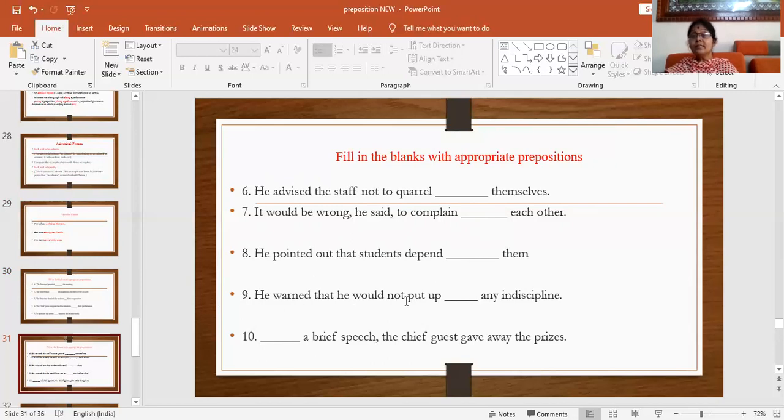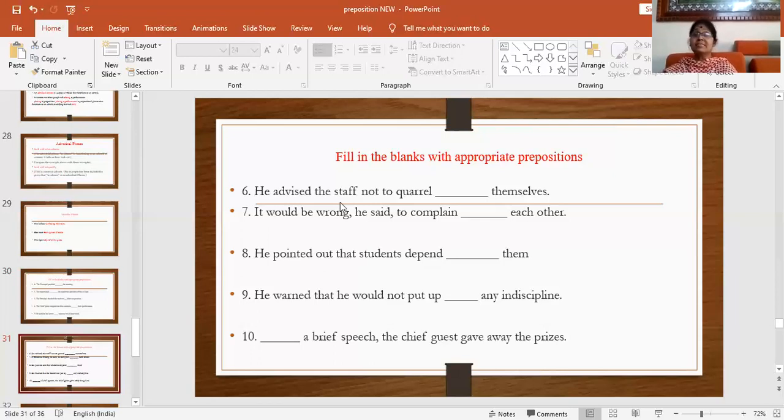Now he warned that he would not put up dash any indiscipline. What is your preposition? He would not put up with any indiscipline. The last one is dash a brief speech, the guest gave away the prizes. The answer is after a brief speech, the guest gave away the prizes. So this way you have learned how to use your prepositions appropriately, which preposition to use where.